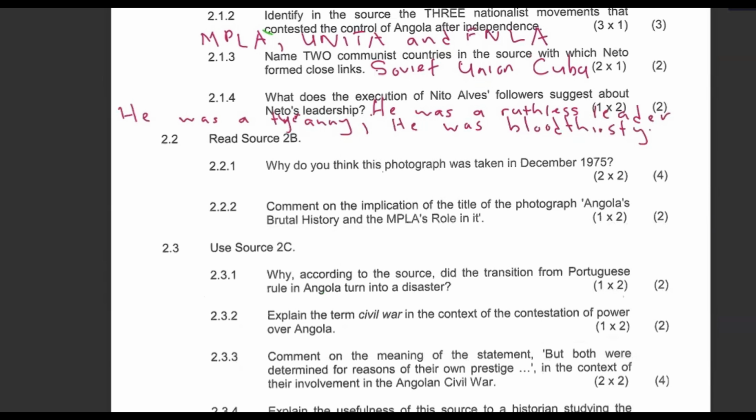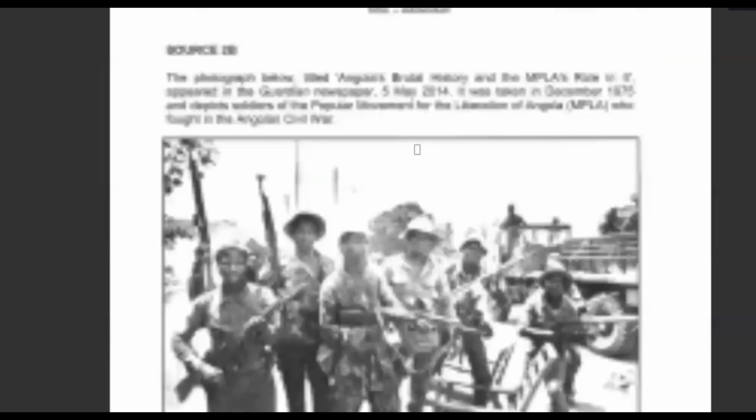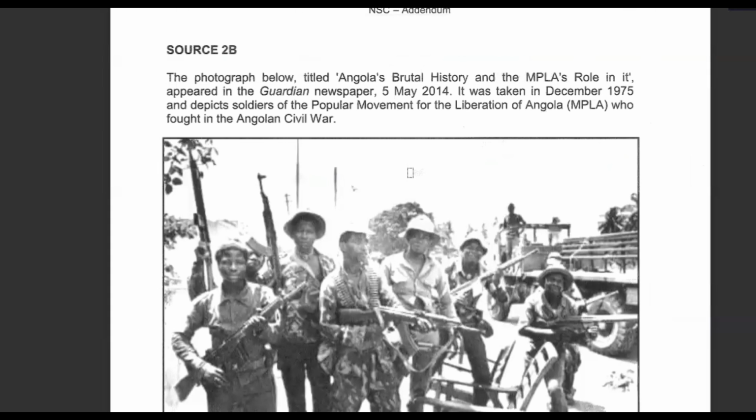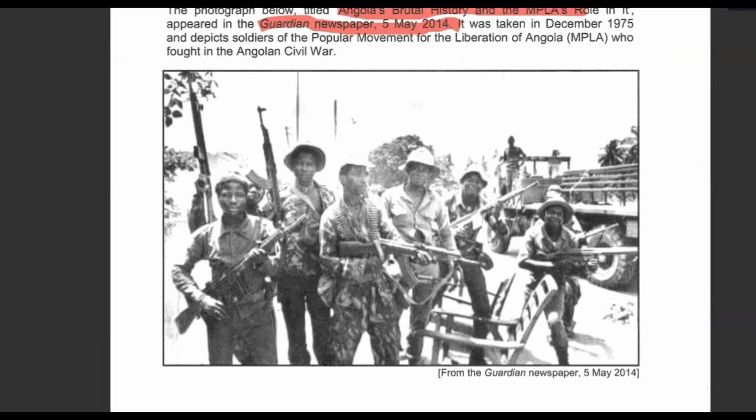If you look at source 2b, you can actually see that it is more of a visual source. It's actually a photograph. This photograph was titled Angola's Brutal History, and the MPLA's Role in It. It appeared in the Guardian newspaper on 5 May 2014. It was taken in December 1976. It depicts soldiers of the MPLA who fought in the Angolan civil war.